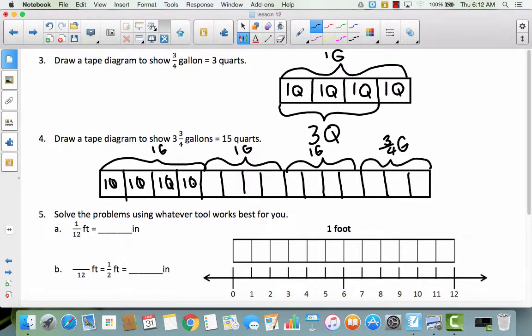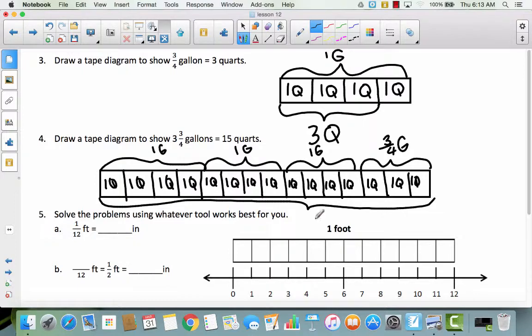I'm going to pause the video and finish this, and I want you to go ahead and do the same thing to yours. Okay, so if I had all of these, 1, 2, 3 gallons and 3/4, this will be equal to 1, 2, 3, 4, 5, 6, 7, 8, 9, 10, 11, 12, 13, 14, 15 quarts. So I'm going to label this at the bottom 15 quarts. Try to not get it too close to that next one.